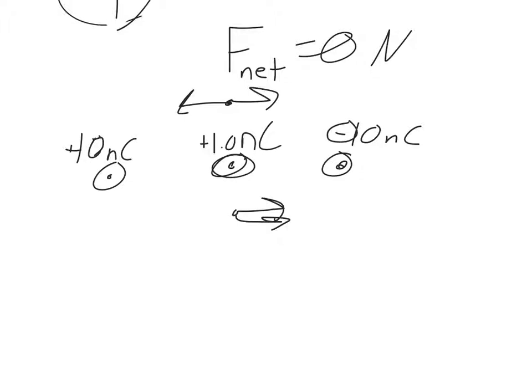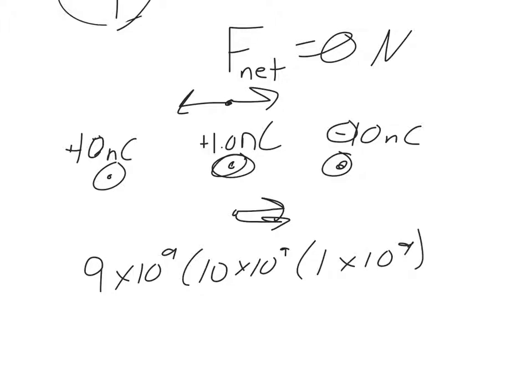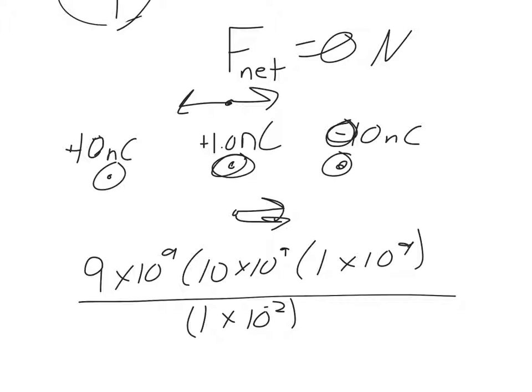Just the sign. So when I plug all the numbers in, 9 times 10 to the 9th and 10 times 10 to the 9th and 1 times 10 to the 9th. Notice again, I'm not putting in the negative sign because that just screws me up. And then on the bottom, it will be 1, which is what I should have put the first time, times 10 to the minus 2, and I square it. I will get the exact same number, 9 times 10 to the minus 4.